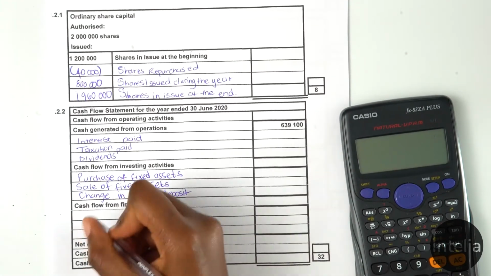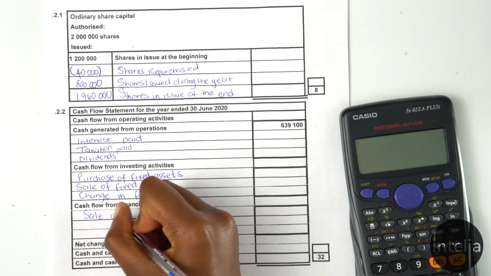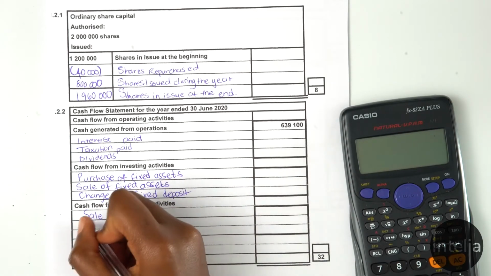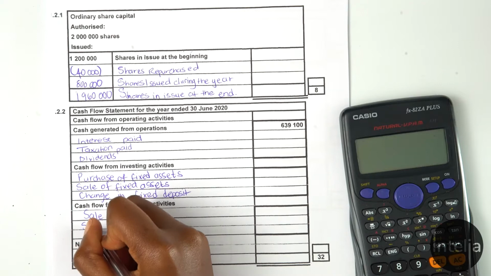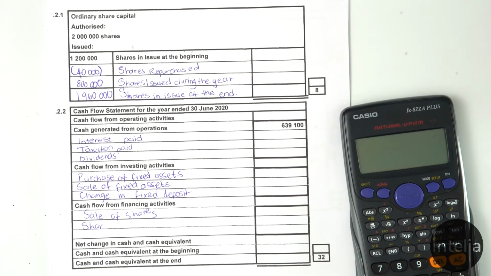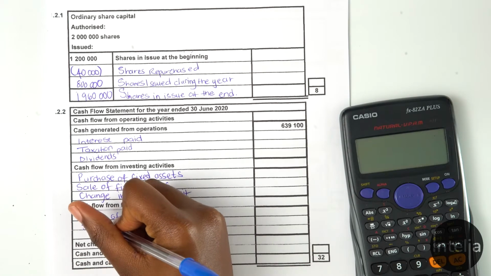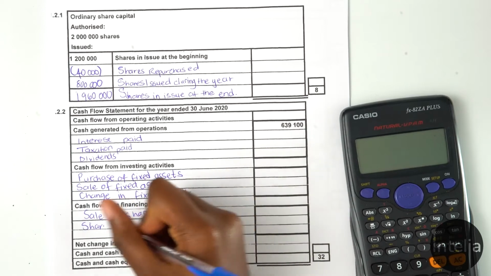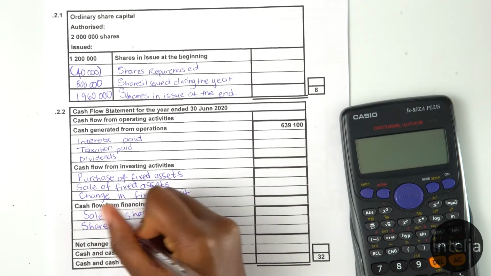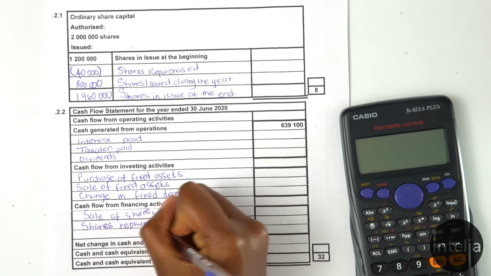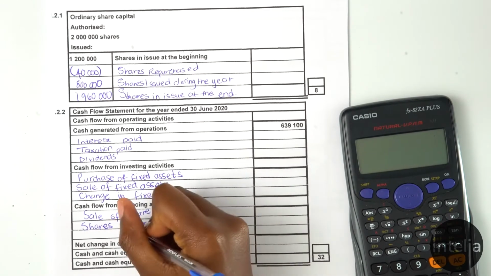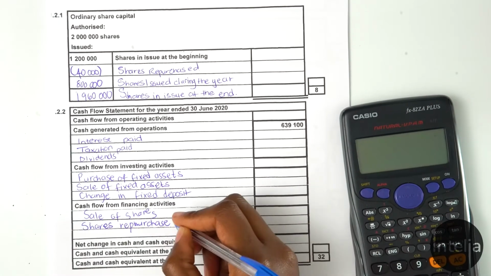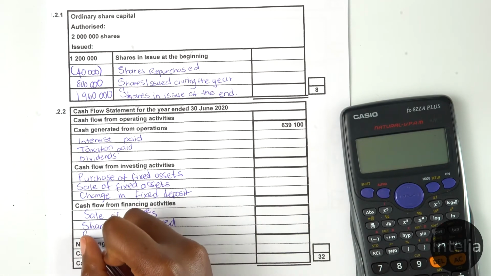I just want to make sure you see that. Your sale of shares, right? Then it is your shares repurchased, which we dealt with in the ordinary share capital statement, right? Sorry about my handwriting, but you know what I'm doing and what I'm saying. Shares repurchased. Then we have the repayment of loan, right?